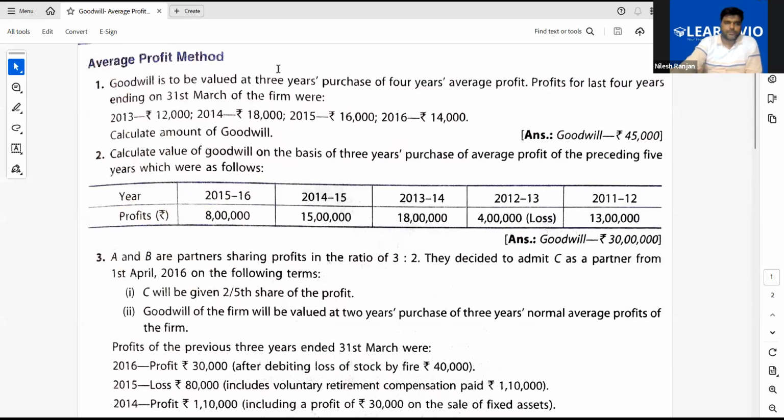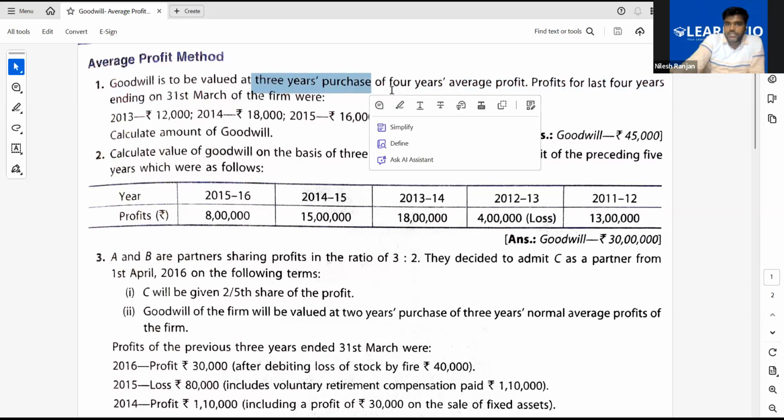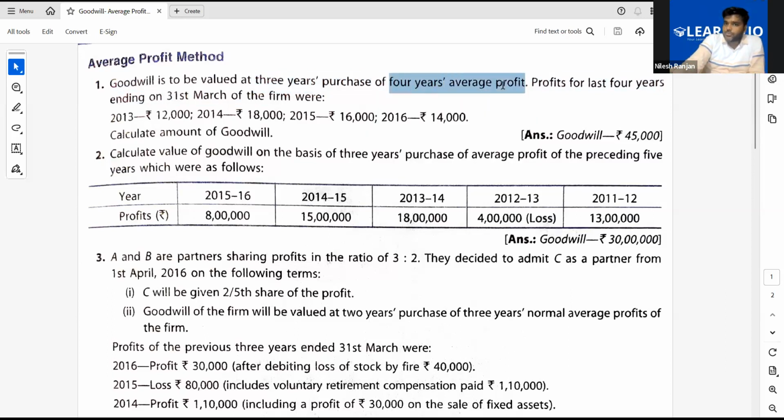Yes, sir. Okay. So the first question is: goodwill is to be valued at 3 years purchase of 4 years average profit. I have told you in the previous class that generally they will give you the number of years purchase. It will not be calculated. It will be given in the question. Other things we have to calculate, like average profit and adjusted profit. So it should be calculated on 3 years purchase of 4 years average profit.